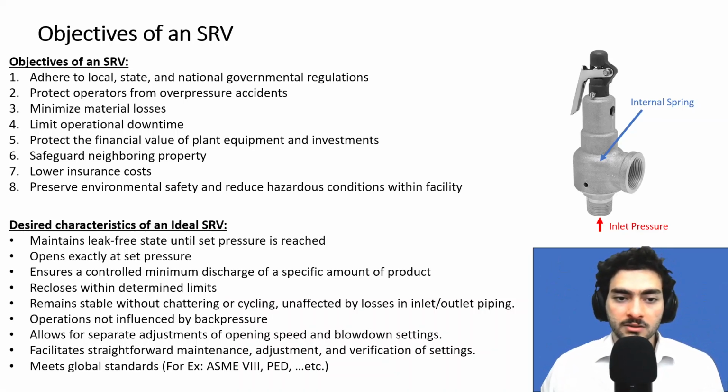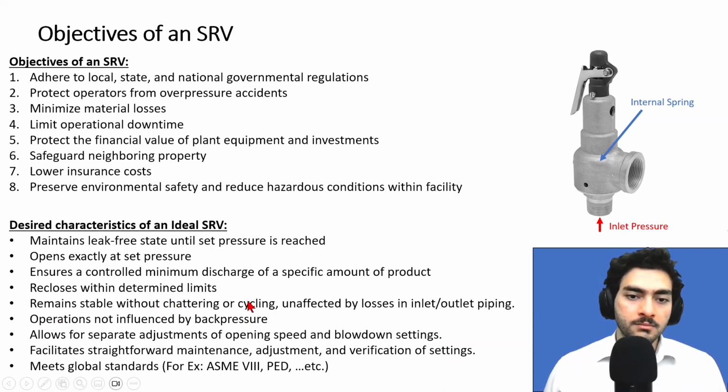So when newer technology comes out that closes the disc of a pressure valve closer to the set pressure, that would be more desirable. You want the pressure relief device to be stable without chattering or cycling, unaffected by any pressure losses in the inlet and outlet piping. And I'll show you the rules of thumb, or ways to design your pressure relief valve and the discharge system, to avoid the chattering or cycling of a pressure relief valve. And I'll describe what they mean in more detail as we talk about them.